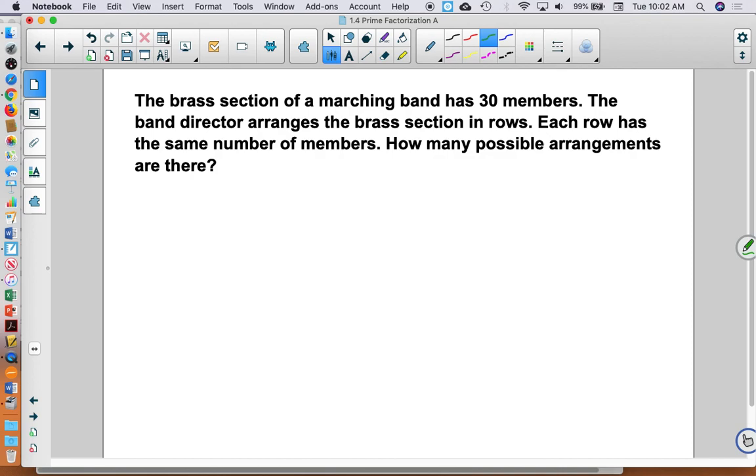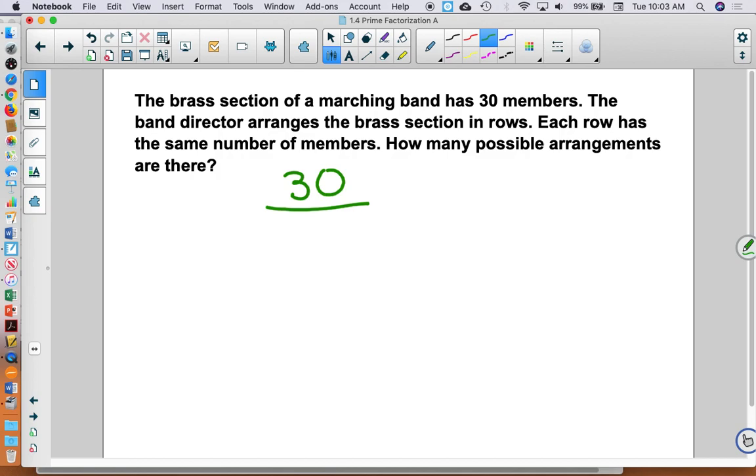The brass section of a marching band has 30 members. The band director arranges that brass section in rows. Brass is your trumpet and tuba, and is the saxophone a brass? No, it's woodwind, isn't it? Trombone? Okay, good. Each row has the same number of members. How many possible arrangements are there? Well, if I want to know that, and I know my number is 30, are my rules of divisibility going to help me figure that out?